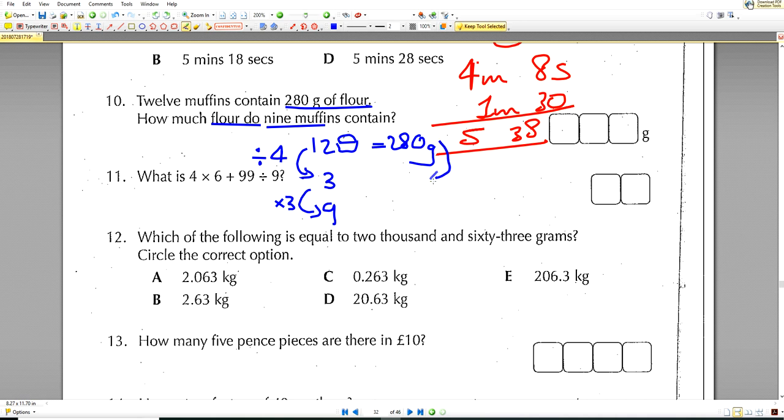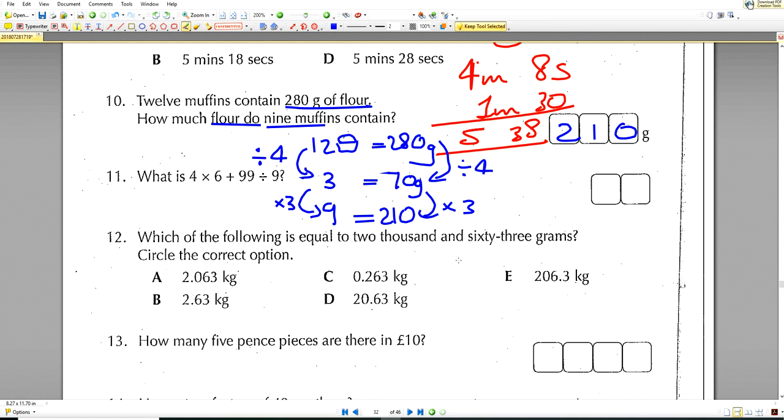So if we go from 280, we divide that by 4. If you want to work that mentally, halve it and halve it again. So 280 halved is 140, 140 halved is 70. And then 70 times by 3. What we're doing on the left, we're repeating on the right. This is called ratio, direct proportion. So that should give us 210 grams. So let's pop 210 grams over here.